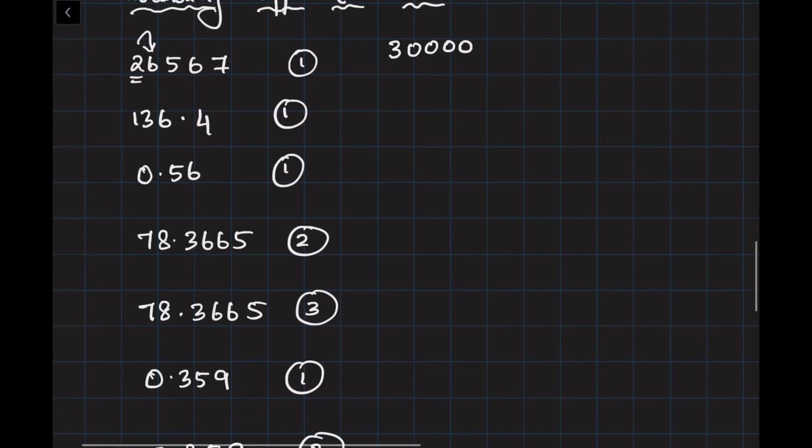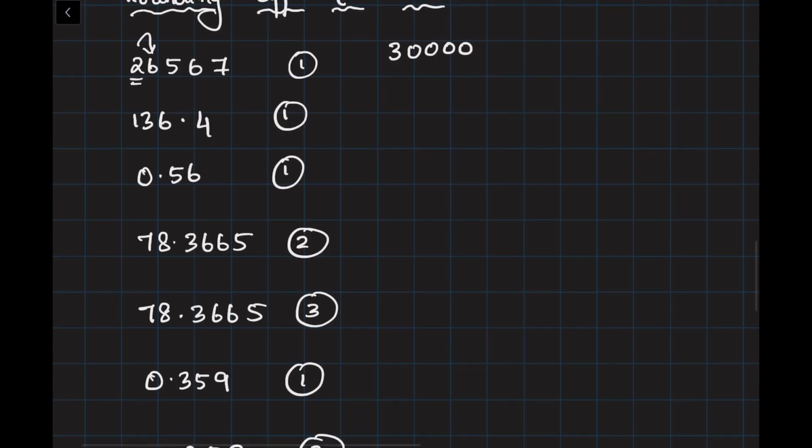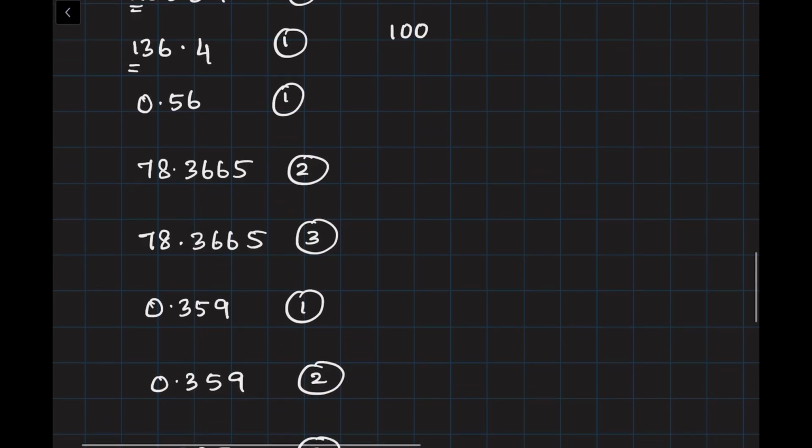Let's see the next number, 136.4. You have to round off to one significant figure, meaning in the final answer there should be only one significant figure. This is my first significant figure, where I should do the rounding. The next number is less than 5, so the answer will be 100. Got it? Because 136.4 is closer to 100, and you cannot round off that number to something else. You can round off only up to 100. Now if you take the number 0.56, you have to round off to one significant figure. My first significant figure is here. I have to do the rounding over here.